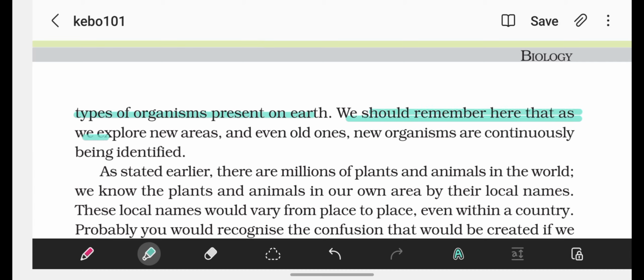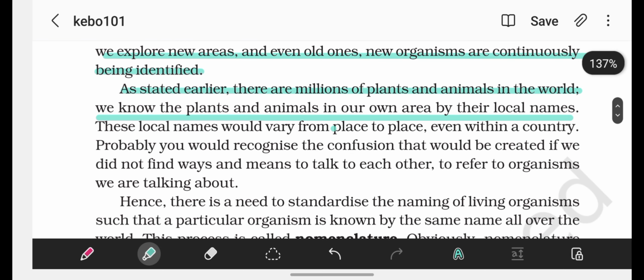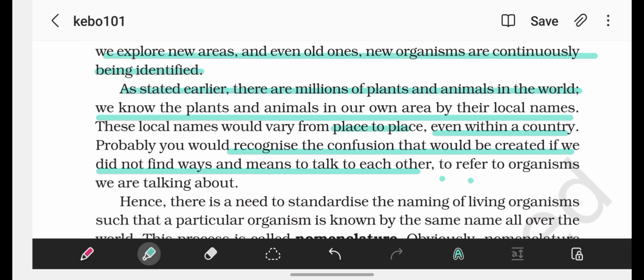Here that as we explore new areas or even old ones, new organisms are continuously being identified. As stated earlier, there are millions of plants and animals in this world. We know plants and all animals by their local names. These local names vary from place to place or even within a country. Probably we would recognize the confusion that would be created as if we did not find ways and means to talk to each other to refer the organism we are talking about.